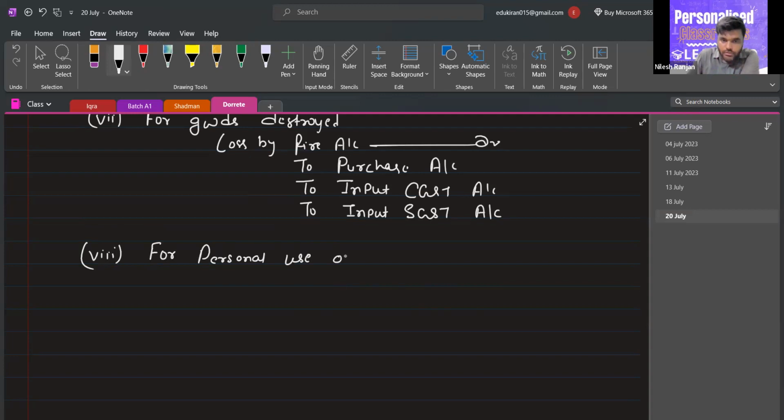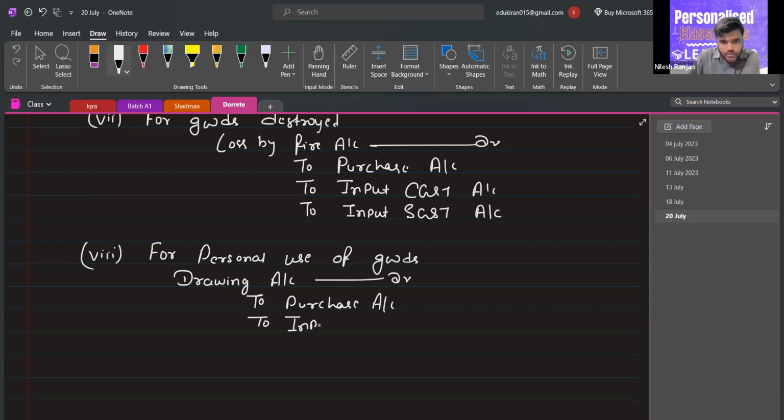For personal use of goods, the entry will be: drawing account debit, to purchase account, to input CGST account, to input SGST account.